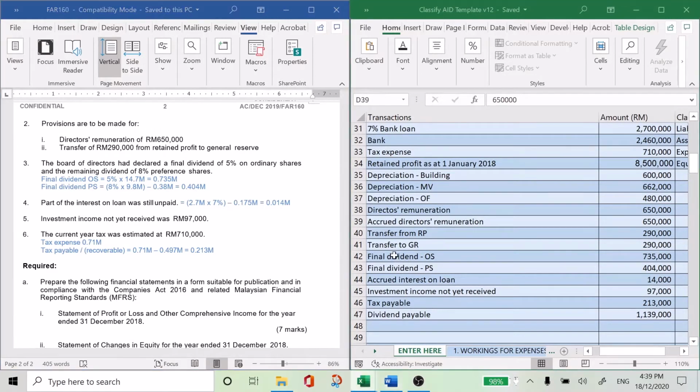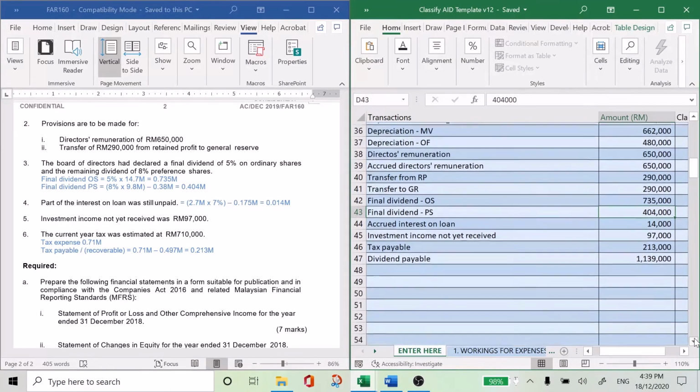So I put it here, final dividend, 735,000. Final dividend preference shares: the total dividend of preference shares is 8% times the balance, 9.8 million, minus interim dividend. So the remaining amount of dividend to be paid to the preference shareholder is 404,000. So I add this to the template.